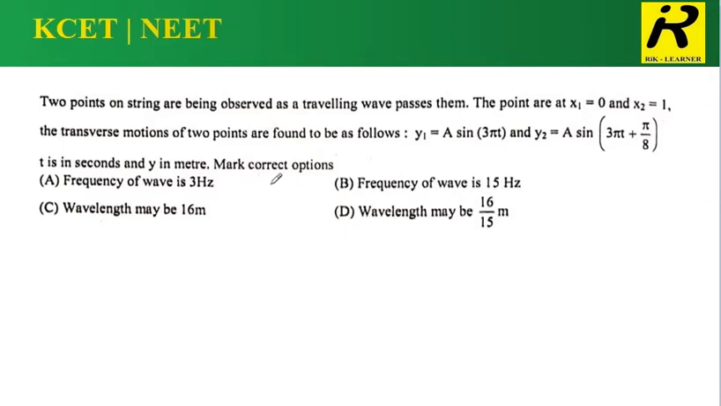So let us take all displacements in meters and time in seconds. In the first two options, A and B, we have to find the frequency, and the last two options are about wavelength. So only one of these options is correct. Now we have to choose the best answer depending on the facts that are given.